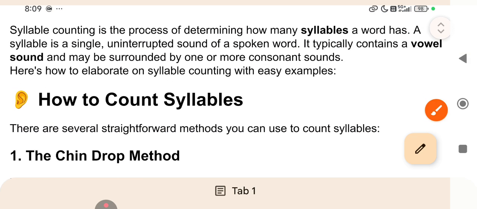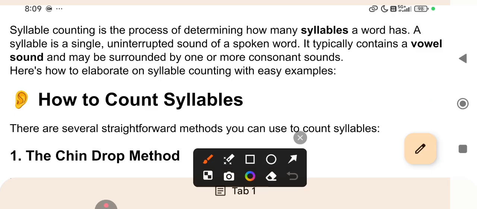A syllable is a single uninterrupted sound of a spoken word. We have discussed in the previous session what a syllable is. It applies to a word, not a sentence. When we speak a word, it may have one syllable, two syllables, or three syllables. So a word is made up with the help of syllables.